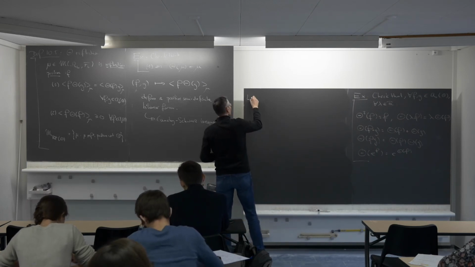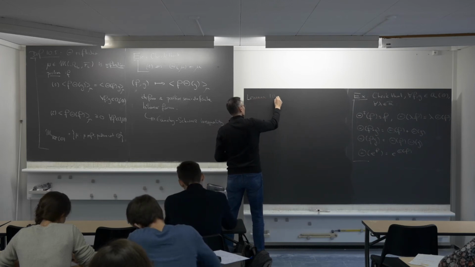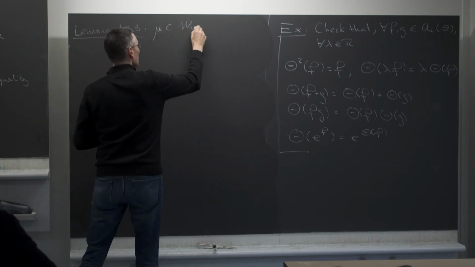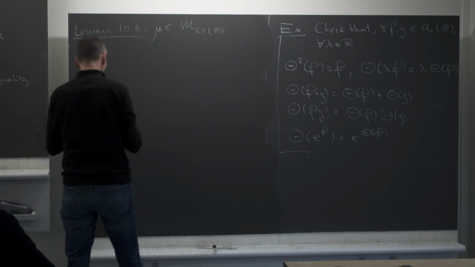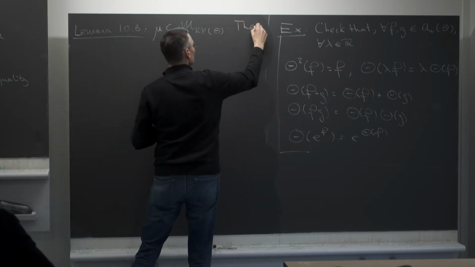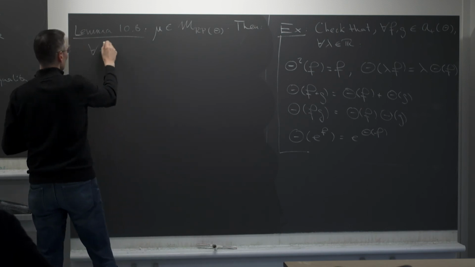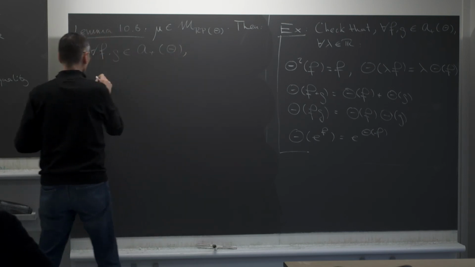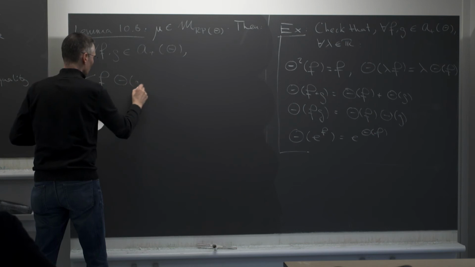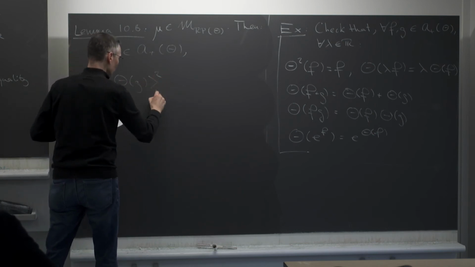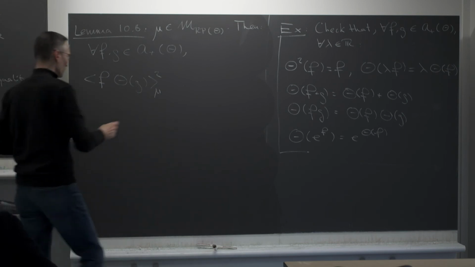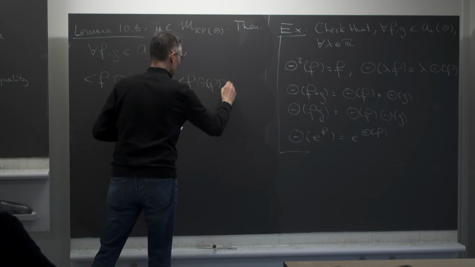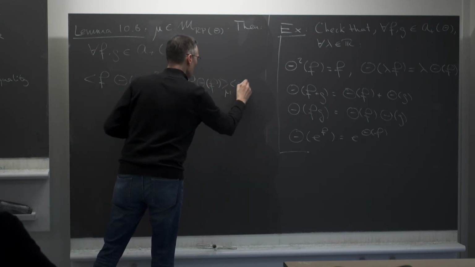So it's lemma 10.6. Take a measure mu which is reflection positive with respect to some reflection theta. Then we have the following: for any f, g in A plus of theta, mu of f theta g, squared, is always smaller or equal to mu of f theta f times mu of g theta g.